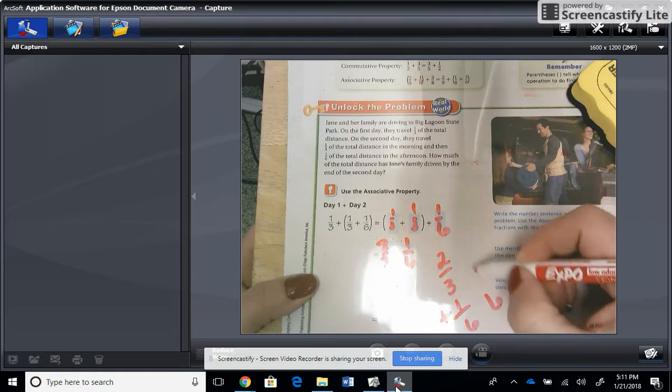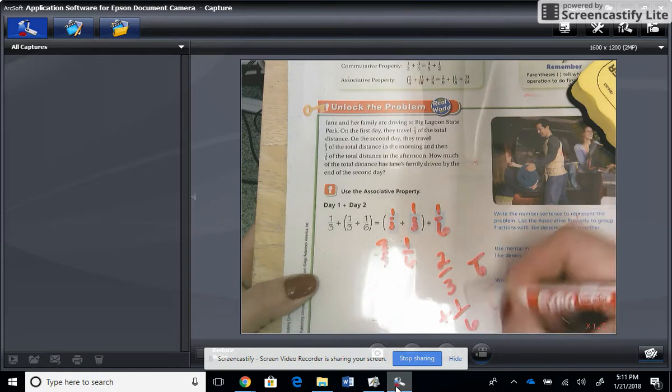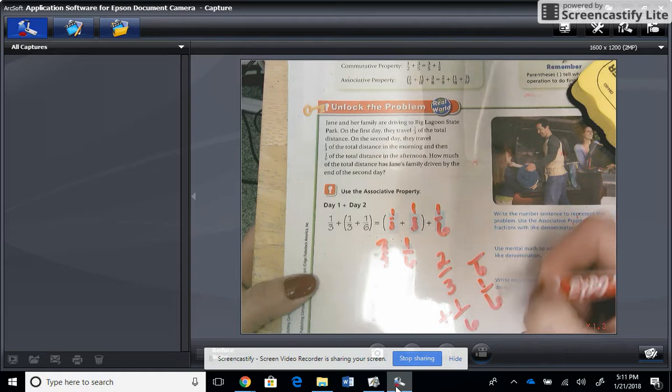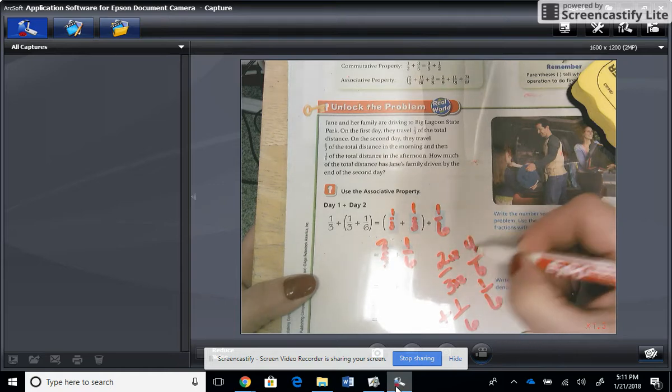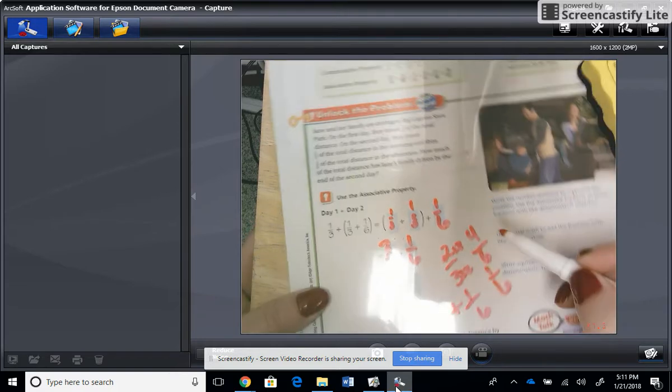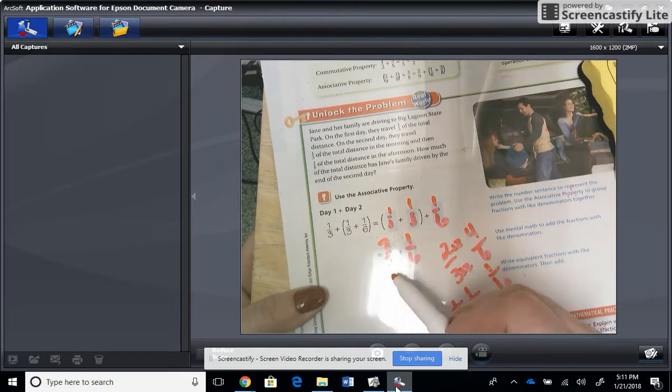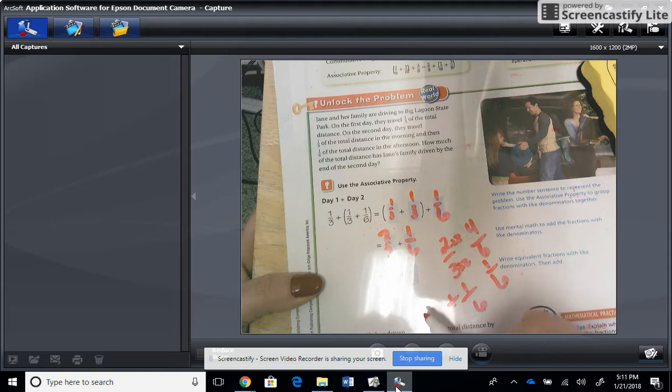And 6 is my common denominator because 3 can go into 6, so this stays the same. This I take times 2 to get to 6. Times 2, I get 4/6. I now have 5/6. So when I added those together, I got a total of 5/6.